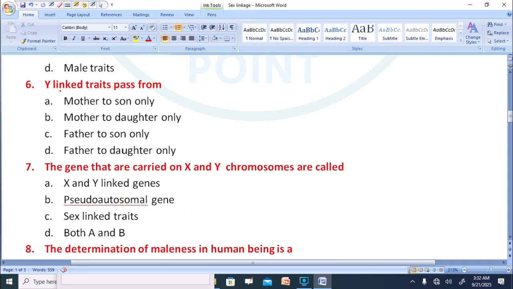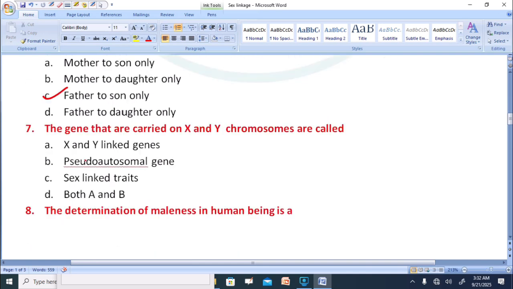The next question: Y-linked trait passes from option A mother to son only, option B mother to daughter only, option C father to son only, option D father to daughter only. The right option is option C, father to son only.